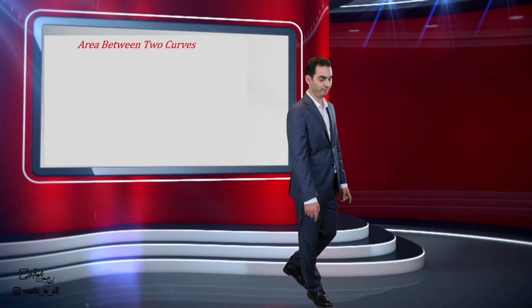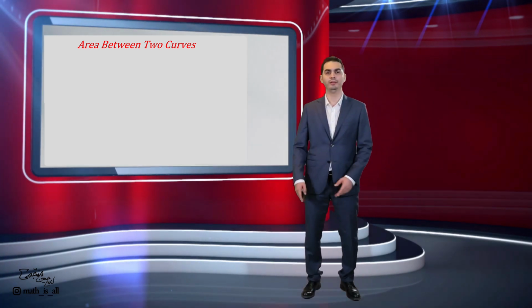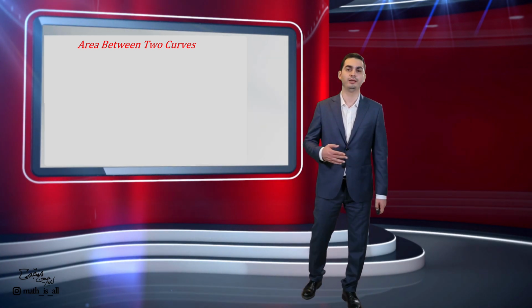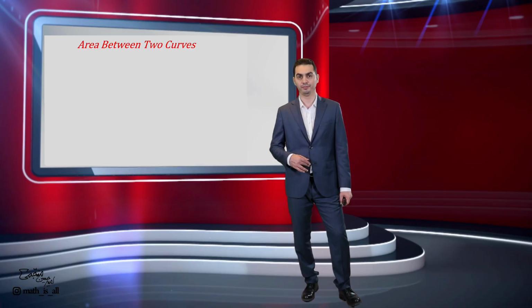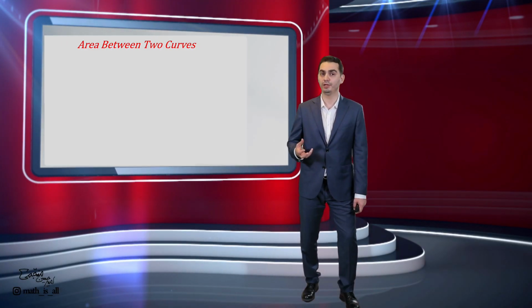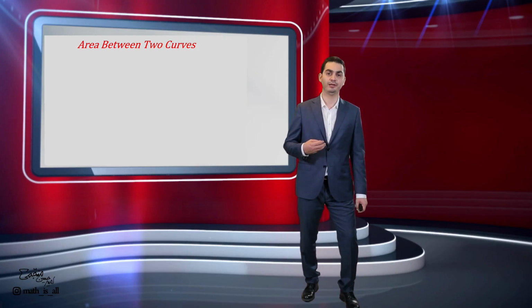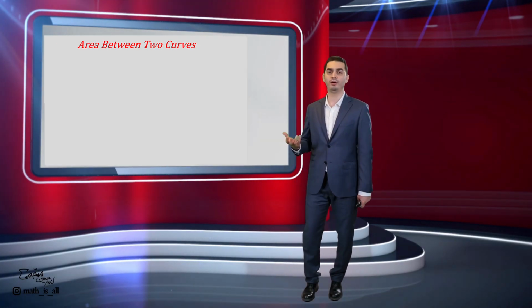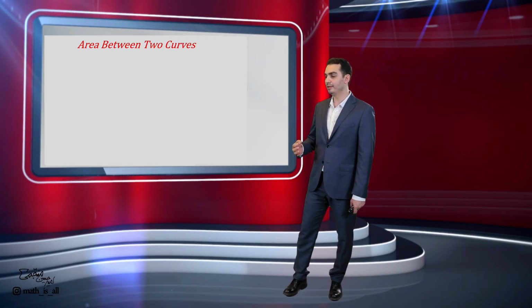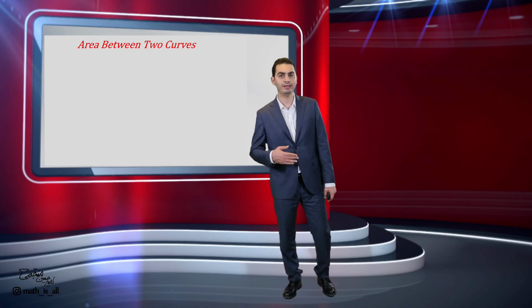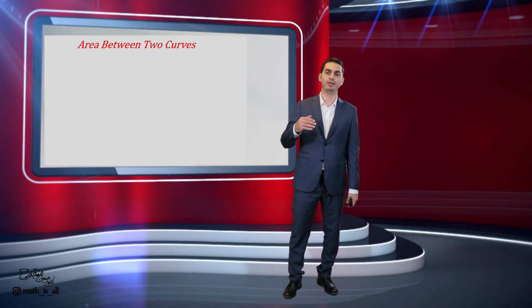Let's move on to another application of the definite integral, and that is finding the area between two curves. The area between two curves. We've already discussed how a definite integral calculates the signed area under a single curve. But how does it actually calculate that signed area? It counts the part above the x-axis as positive and the part below the x-axis as negative. This is the rule for definite integrals.